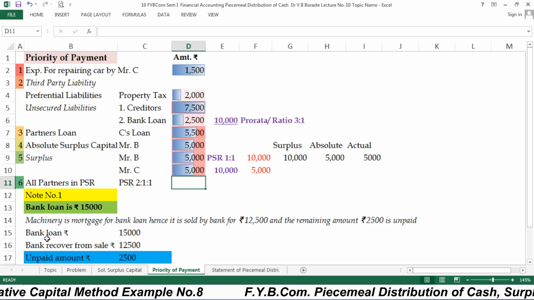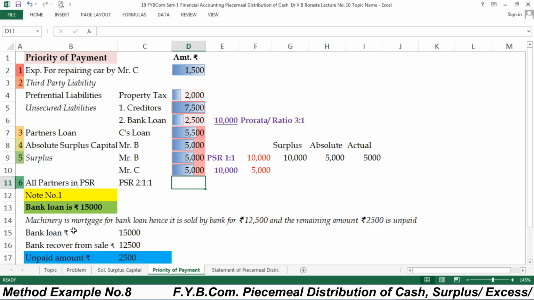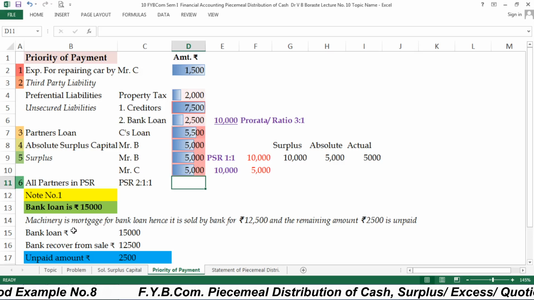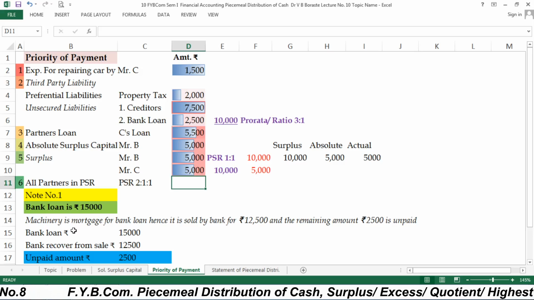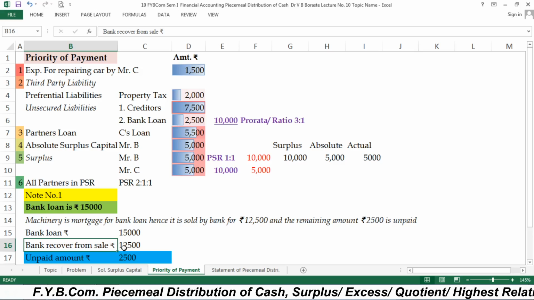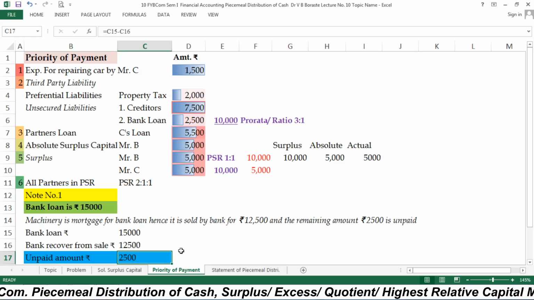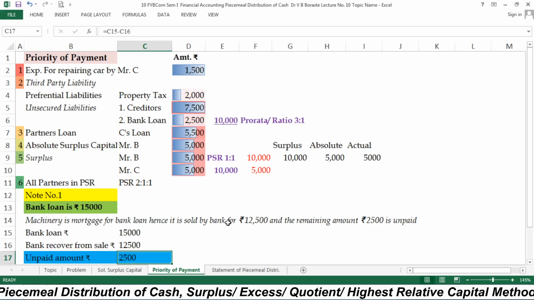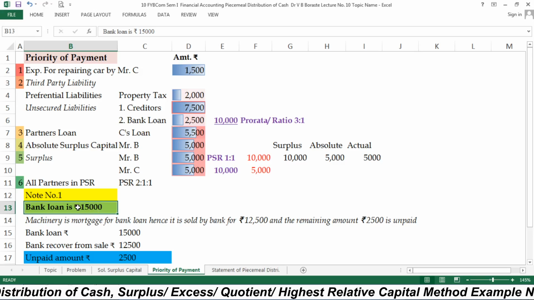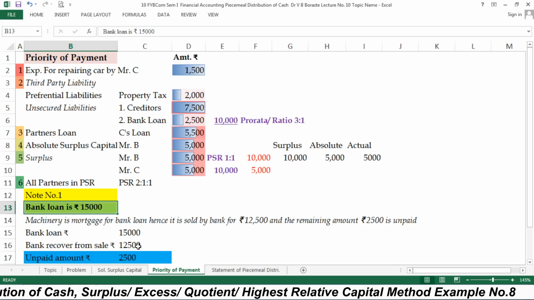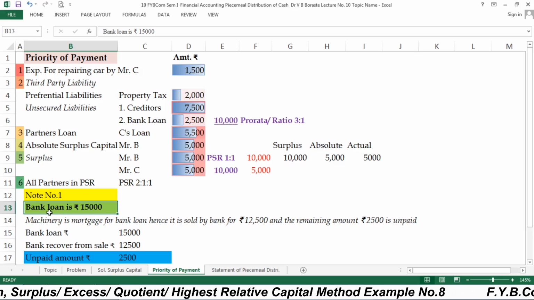Here you can see note number 1, that is calculation of bank loan. Machinery is mortgaged by the bank, hence it is sold by the bank for rupees 12,500 and the remaining amount, rupees 2,500, is unpaid. So bank loan is 15,000, the bank recovers from sale of machinery 12,500 and the unpaid amount is 2,500. So while calculating the surplus capital statement, we don't have to pay 15,000 as the bank already recovered rupees 12,500. So we have to consider only 2,500 as the unpaid amount of bank loan.